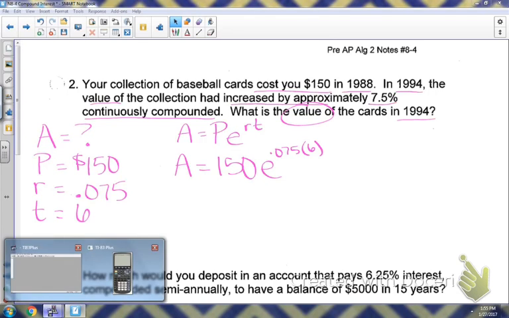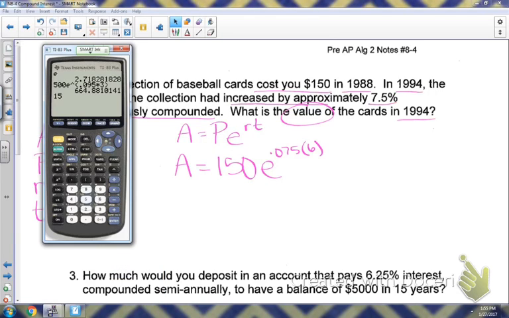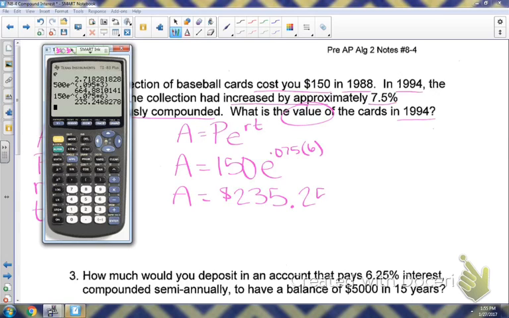And I'm going to type all of it into the calculator. So 150, I'm going to use the second ln, which is right below log. And then 0.075 times 6 would be your exponent. So we're talking about money, so that would be $235.25 would be the value of the cards in 94. So again, once you get your answer, make sure that it makes sense. It should be increasing because it said it increased, and you're increasing by 7.5% over that 6-year period.